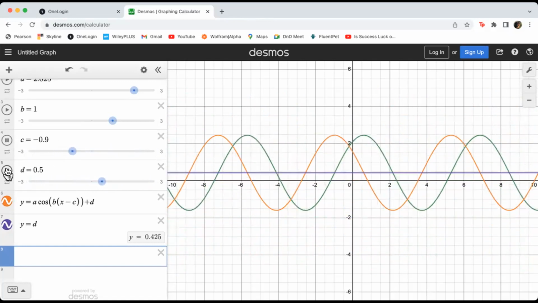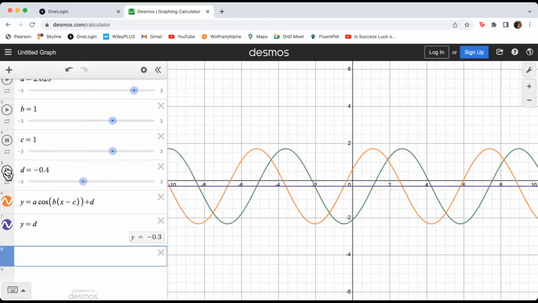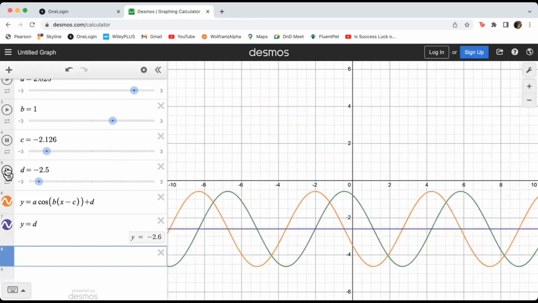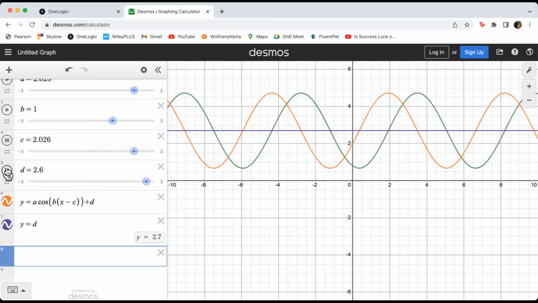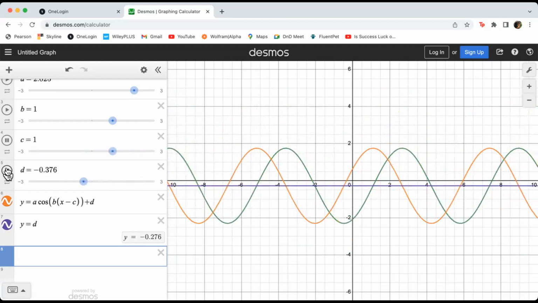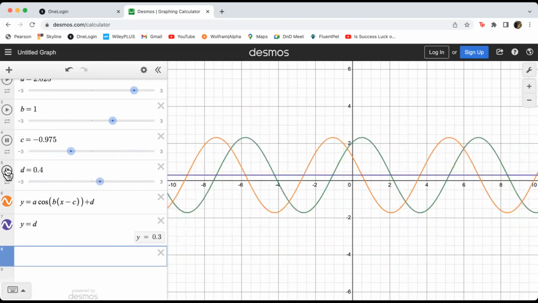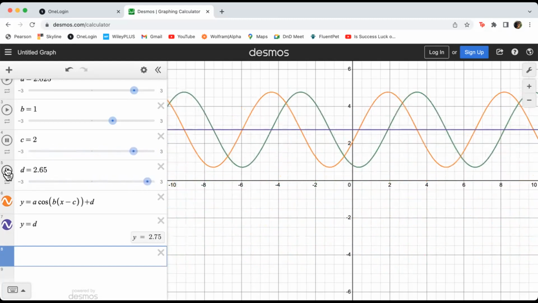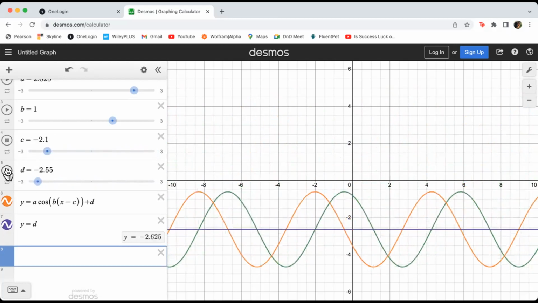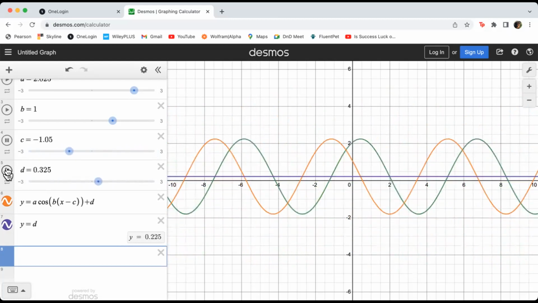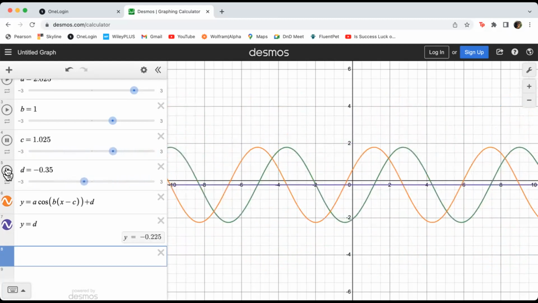All right, so this is what we want to do. We can see what's going on. We want to figure out more details about how it works. So this week's work is going to be about trying to come up with some description in our own words of what A, B, C, and D do. We know that A is the amplitude, B has something to do with the period, C has something to do with the horizontal shift, and D has something to do with the vertical shift. So we need to see how those things are going, because watch what happens.